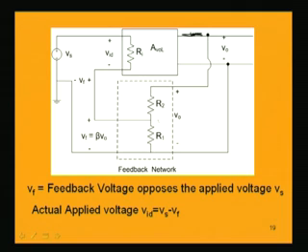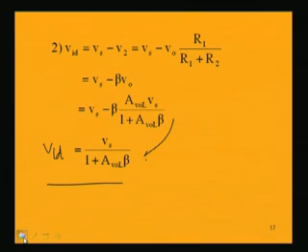Now, the voltage across R1 is being added up to the input at the negative terminal. What is this voltage across R1? Let us name it Vf, or feedback voltage, and that voltage is equal to beta times V naught, because we have seen that here.